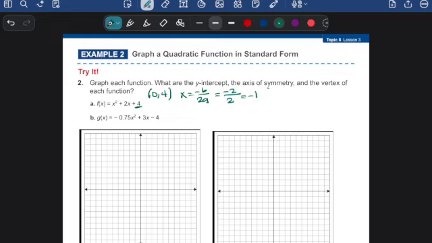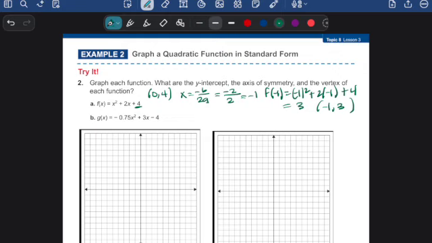If I plug in -1 into my function, I can evaluate. So -1 squared plus 2 times -1 plus 4. When x is -1, my output is going to be 3. So my other point is -1, 3. Now I can graph that information.